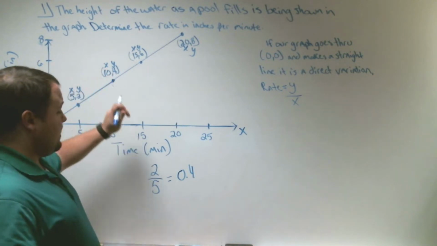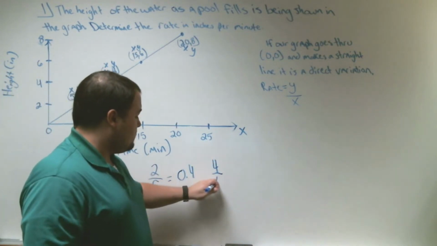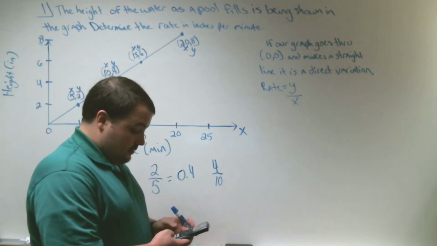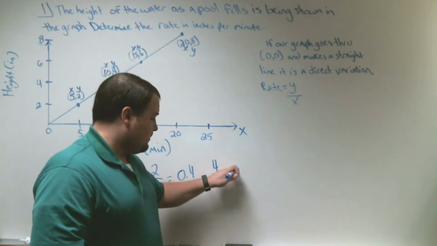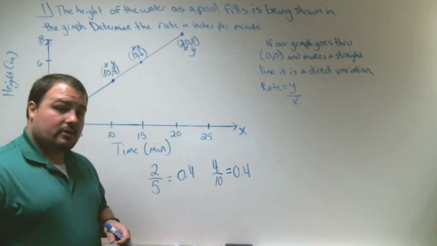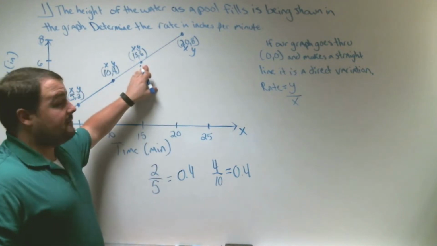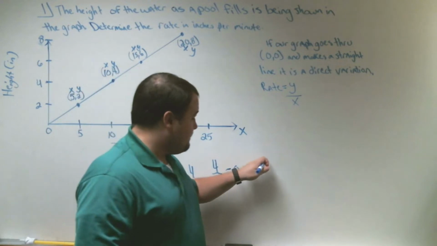Let's look at the next one. This is the y, this is the x. If I type in 4 divided by 10, I also get 0.4. So right now, those are also the same. Let's look at the next one, 6 divided by 15.